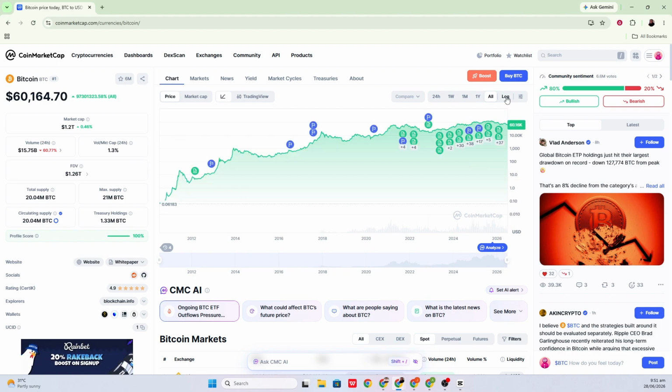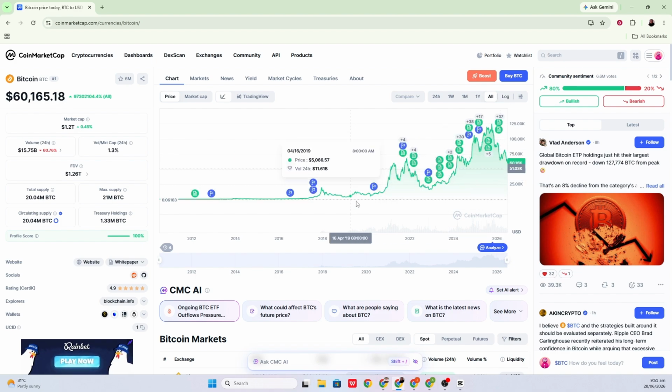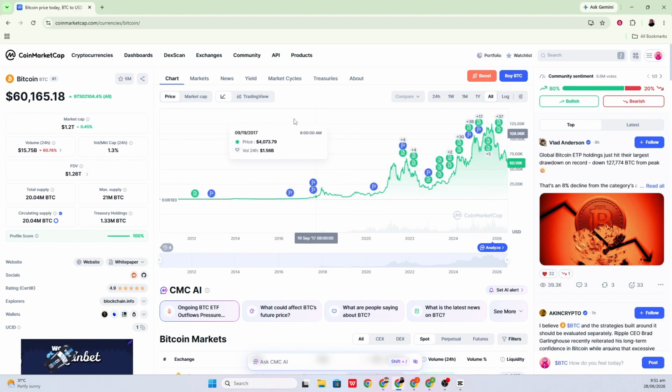Use these chart controls to switch between different views, timeframes, data lines, and scales while reviewing cryptocurrency charts on CoinMarketCap.